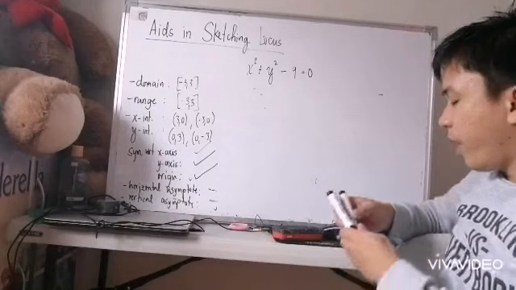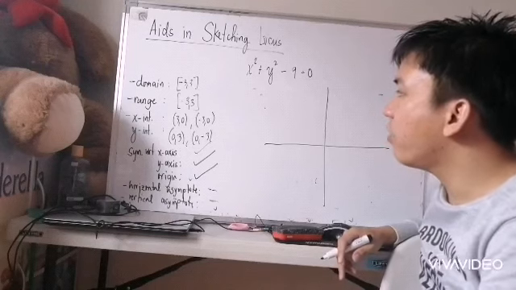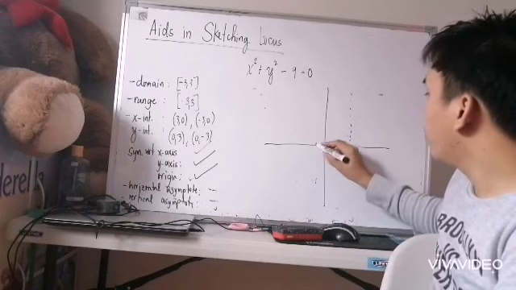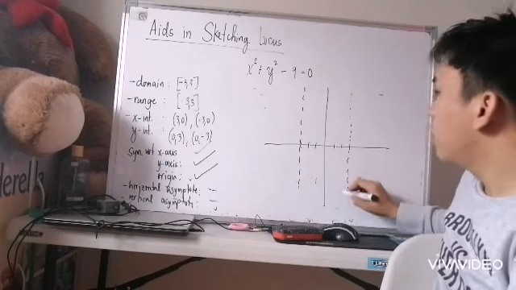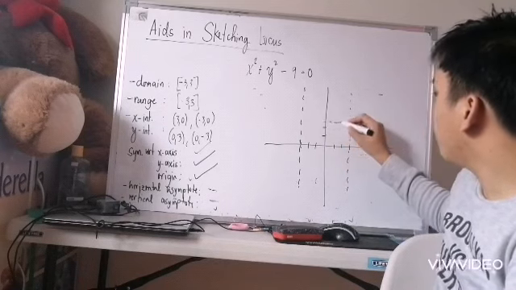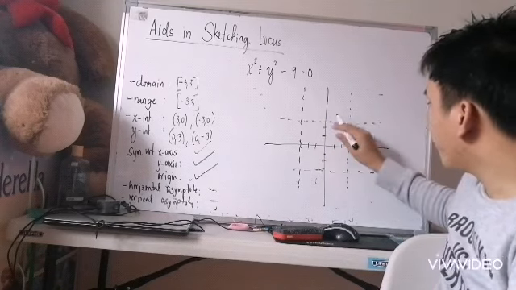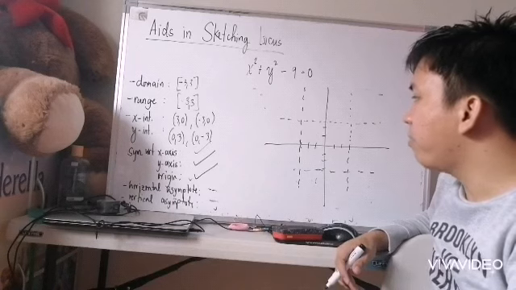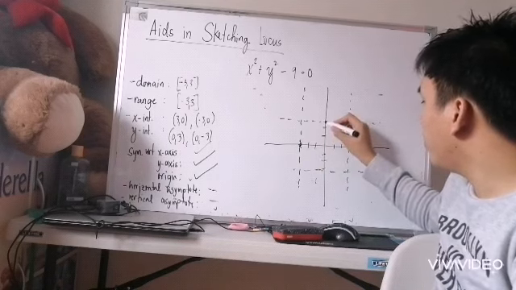That's it. So to plot this, let's remember that the domain is only from -3 to 3. So 1, 2, 3, this is the boundary. The range is also -3 to 3, so this is the boundary. Therefore, you can only find a graph in this region. Now the intercepts: for the x-intercept, you have 3 and -3. The y-intercept, you have 3 and -3.